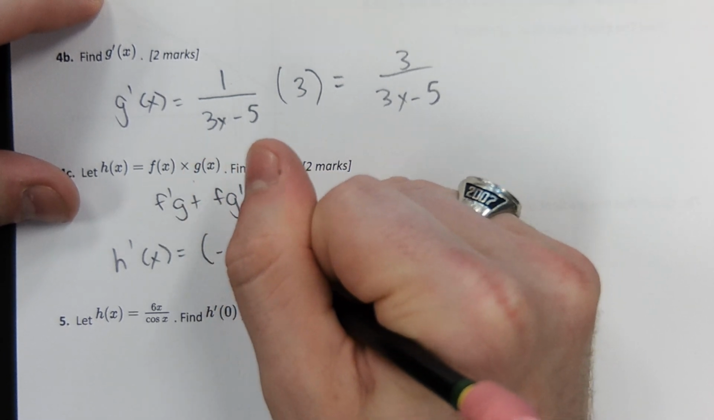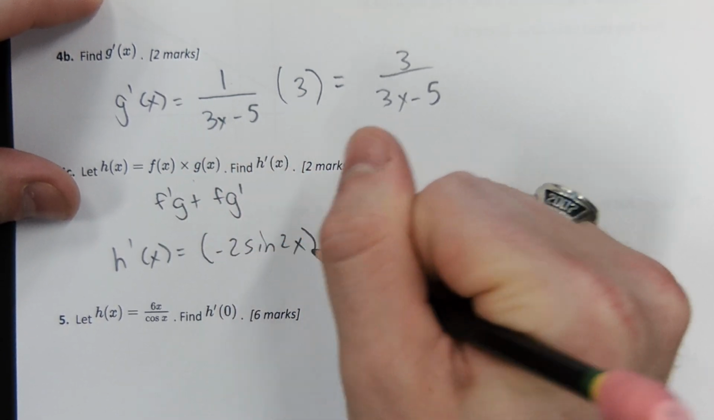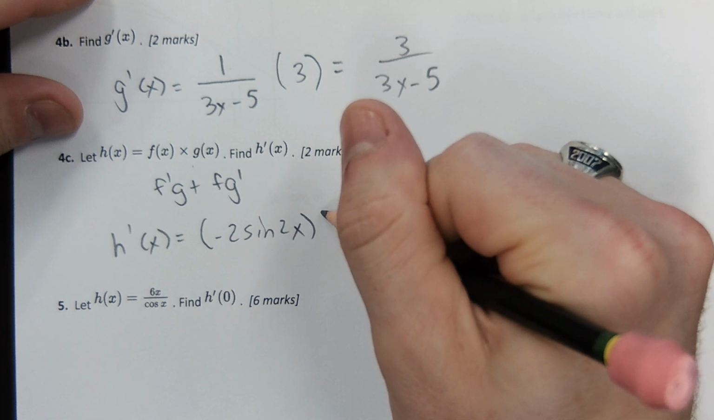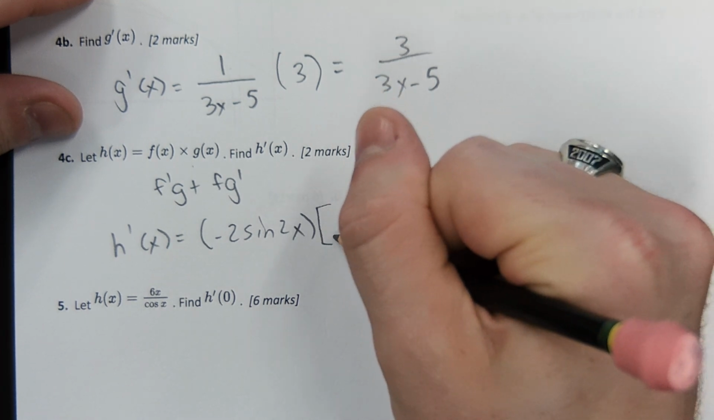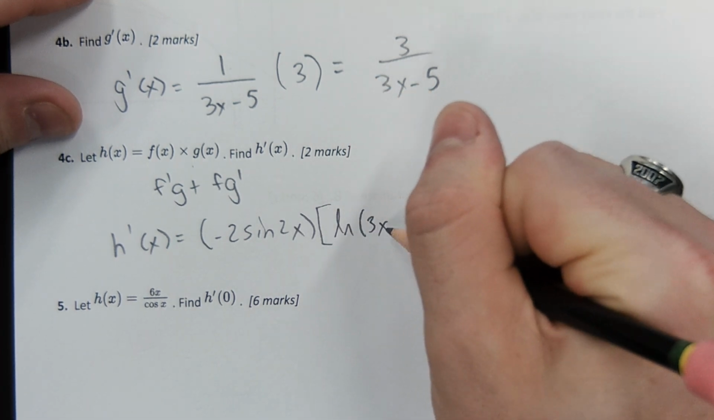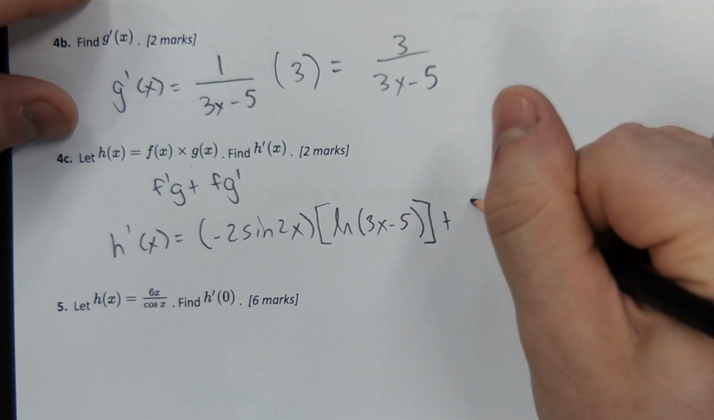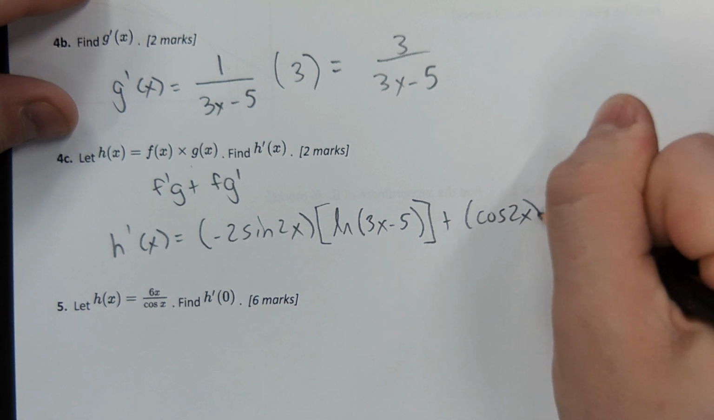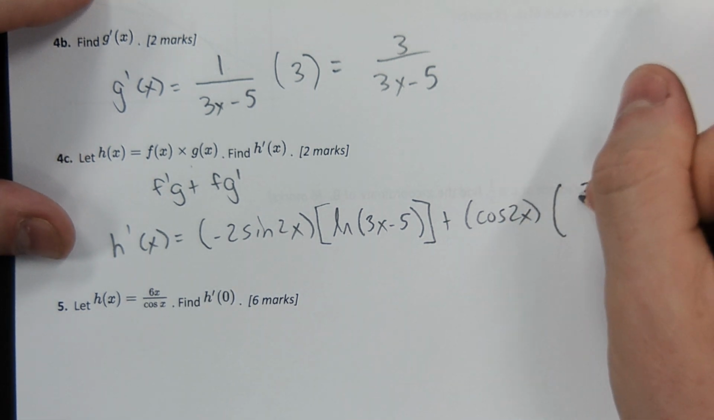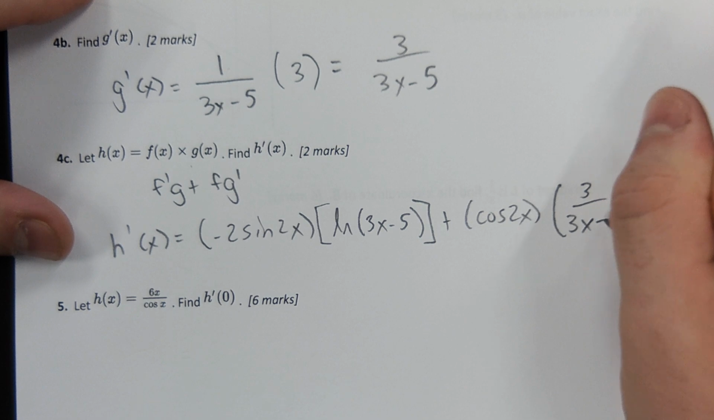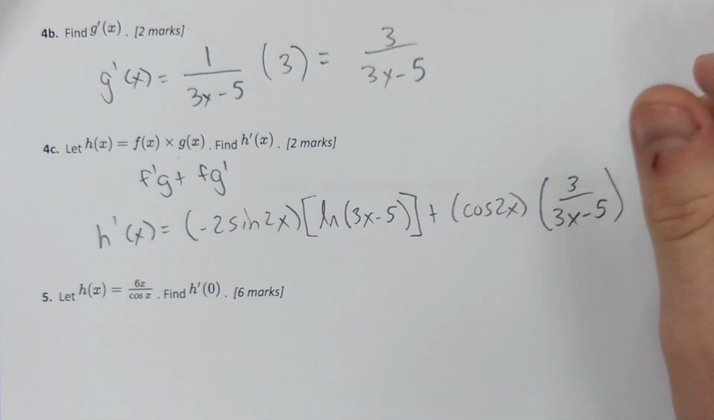F prime g plus f g prime. You didn't have to do any cleaning. You just leave it like that. It was only worth 2 marks.